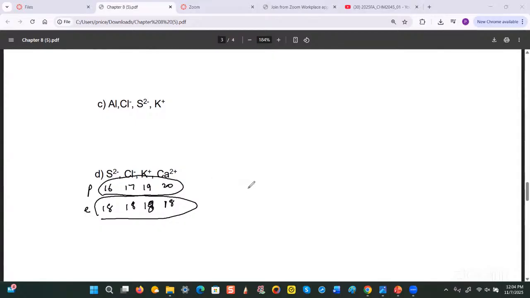So based on that, you should be able to tell me the order. Which would be the smallest? Calcium. Calcium 2+, followed by potassium+, followed by chloride, followed by sulfide. And that's it. All right.